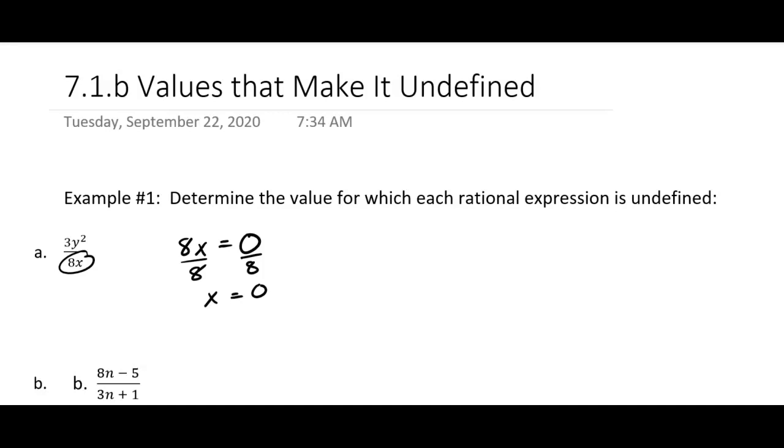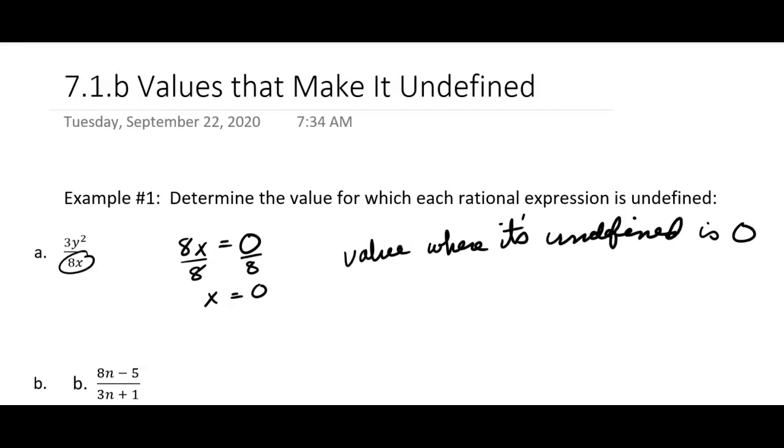So the value where it's undefined is 0. Now 0 is not always the answer, for one thing, but it is in this case because it makes the denominator 0. So you don't have to write this out every time. You can just put 0 because the question is asking what value or values make the expression undefined.